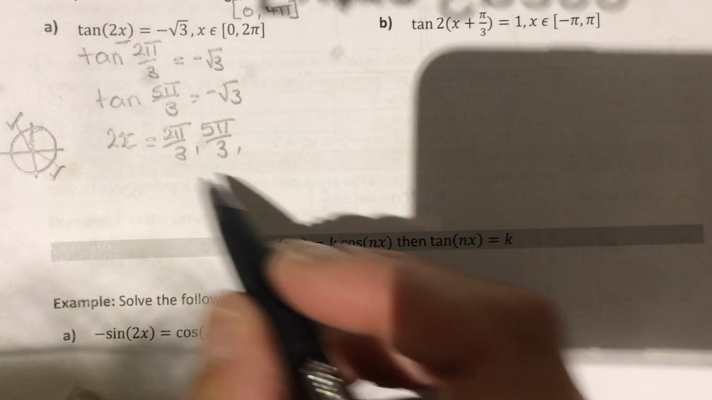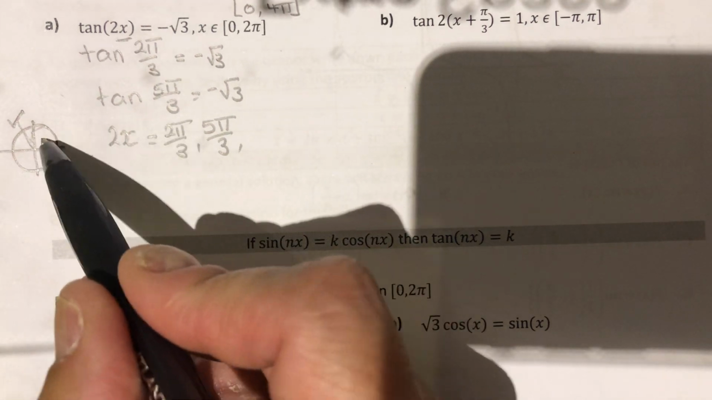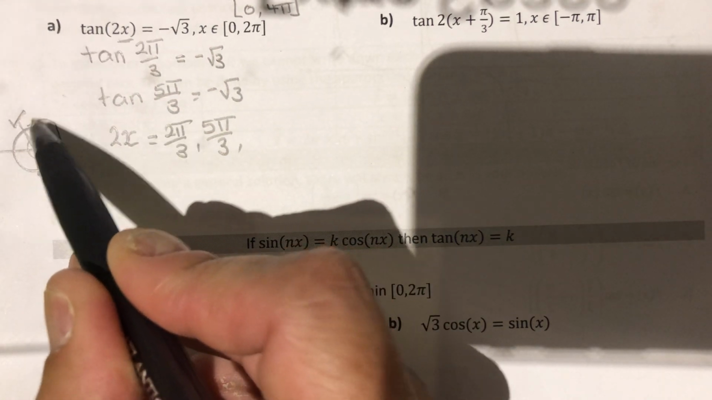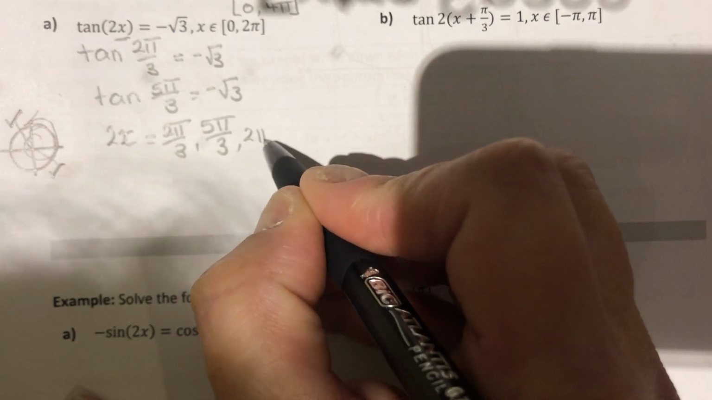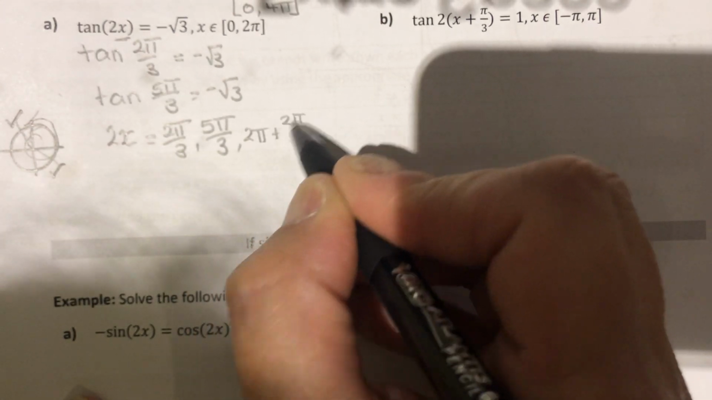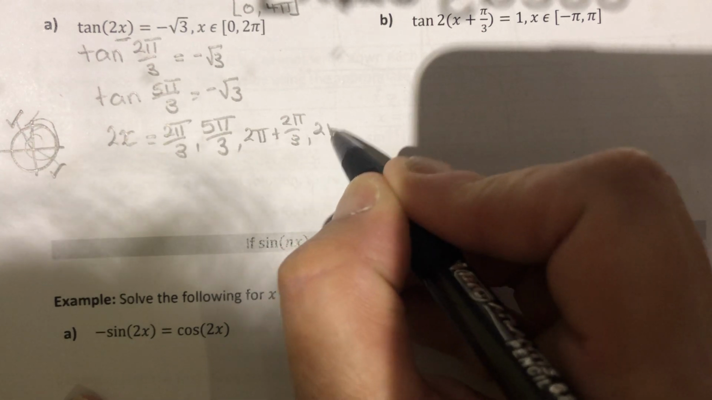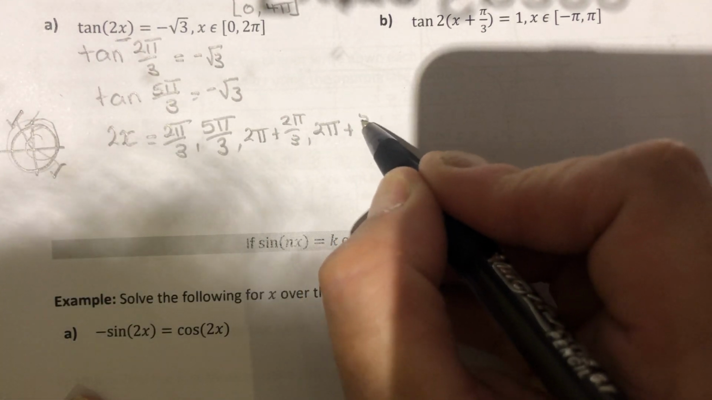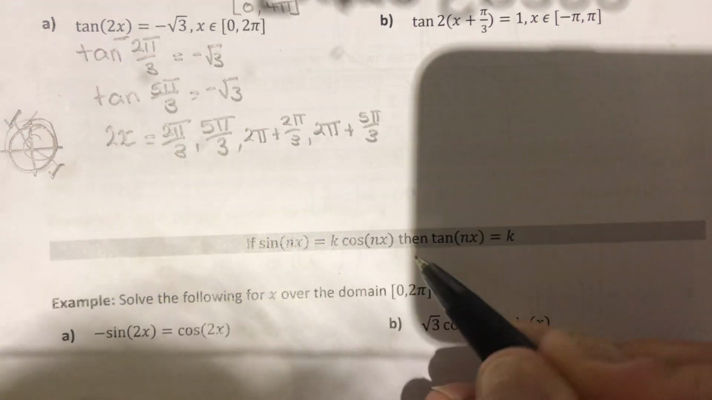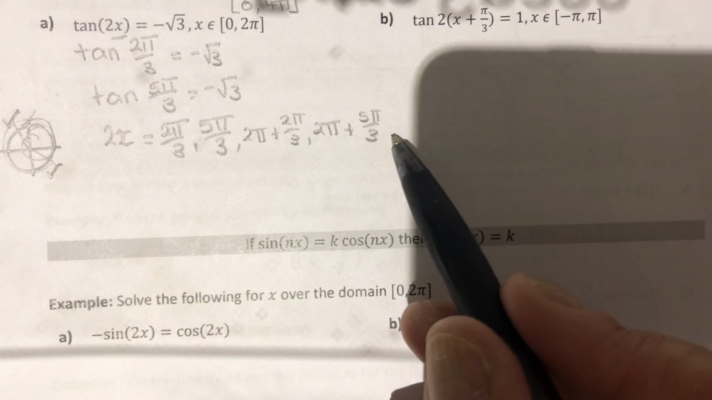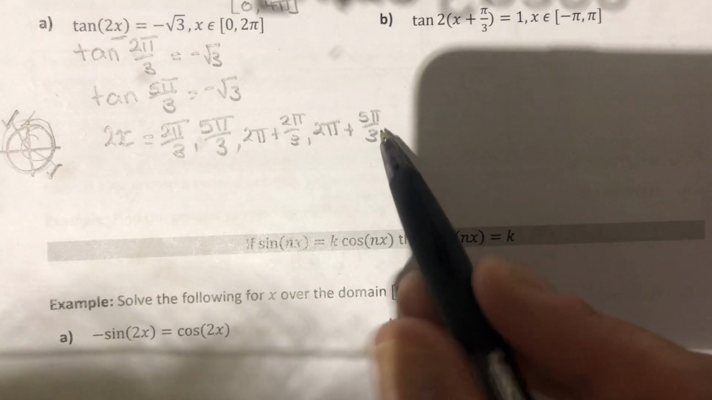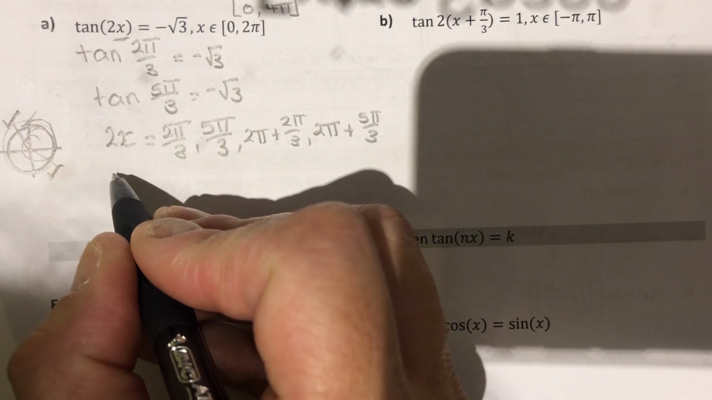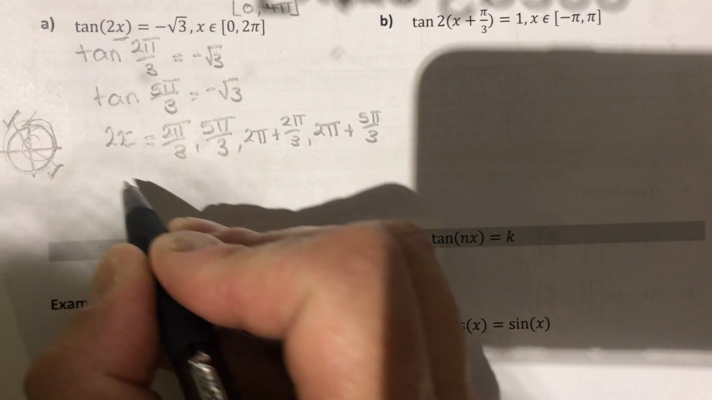And then to calculate the next one, so we've gone around the circle once, we keep going all the way around again. So this time we've got 2 pi plus 2 pi on 3, and you can go all the way around and do 2 pi plus 5 pi on 3, or of course you could do 4 pi minus if you wanted to. Okay, so from there we're going to get our x values.